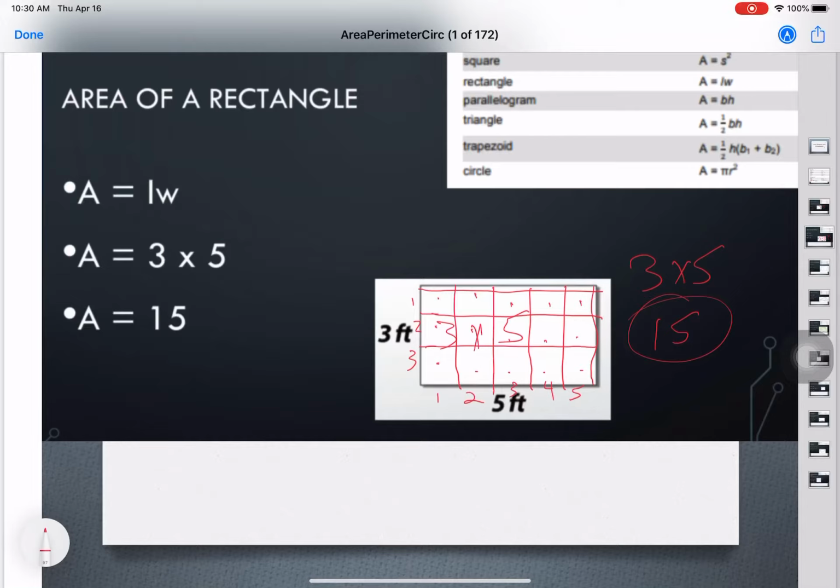Another reminder with area is a covering. It's a carpet. It's flooring. It's painting. It's a tarp. Most of your area problems are going to be some sort of coating, covering, something like that, because that's what area really is.